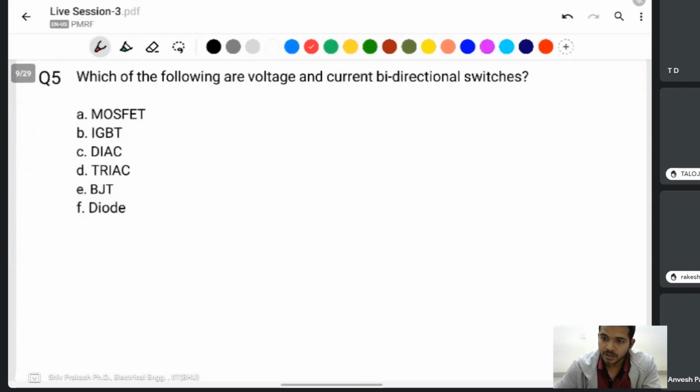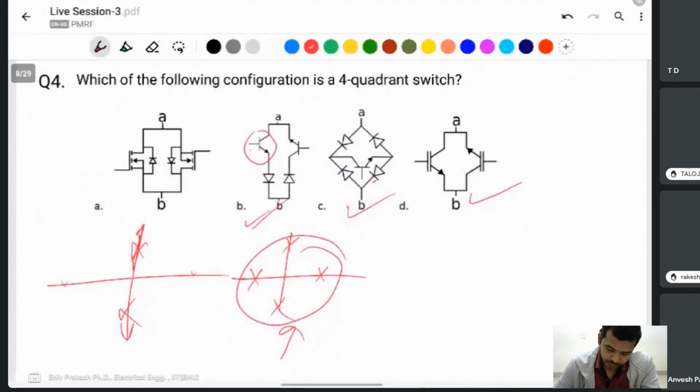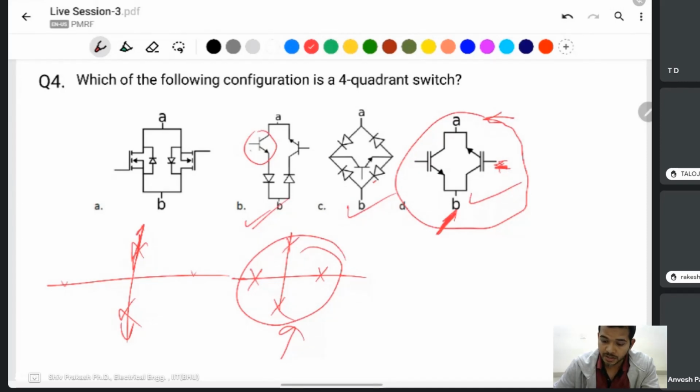Sir, the last question, in question number 4, in that D option. Yes, sir, D option. When the transistor on the left side is blocking the voltage, with the collector terminal positive and the emitter negative, the same polarity of voltage appears across the transistor on the right side also, with the emitter positive and the collector negative. This one is an IGBT, not a transistor. Okay, sir.